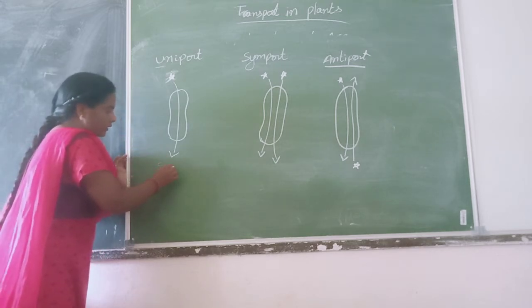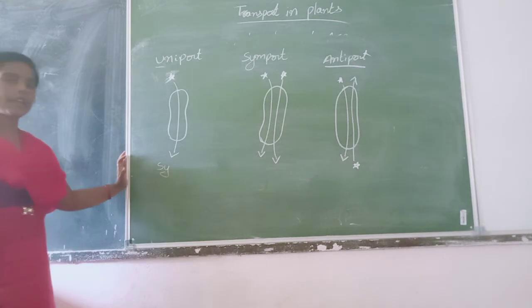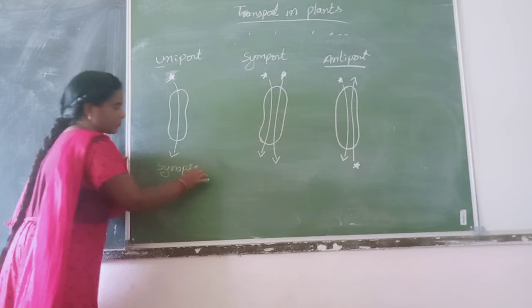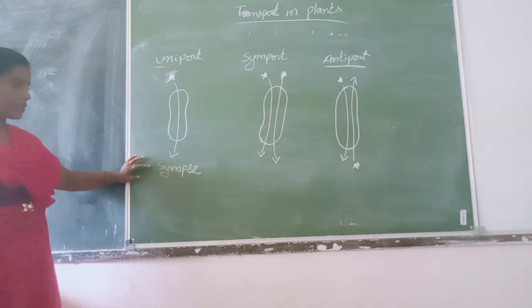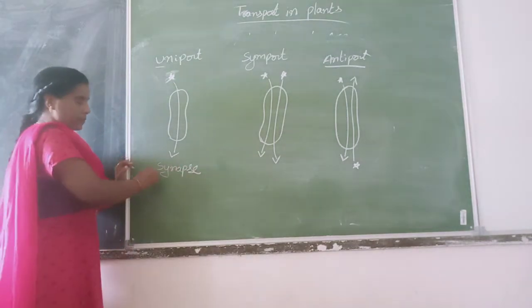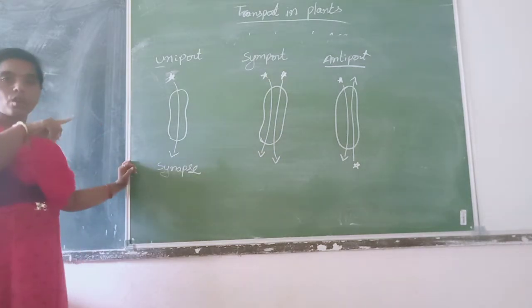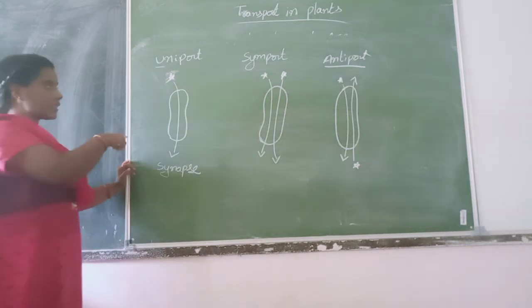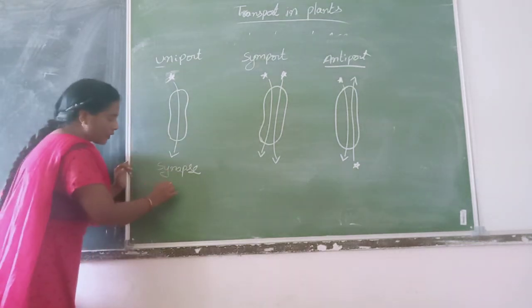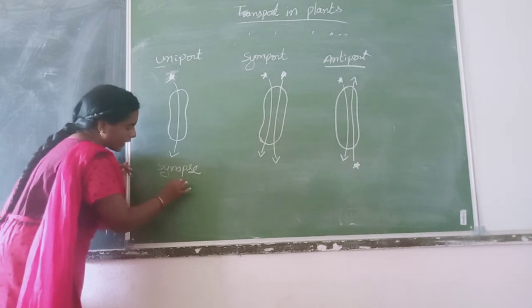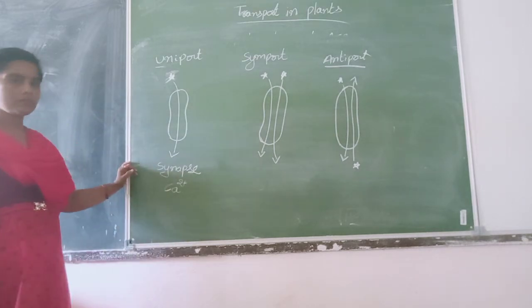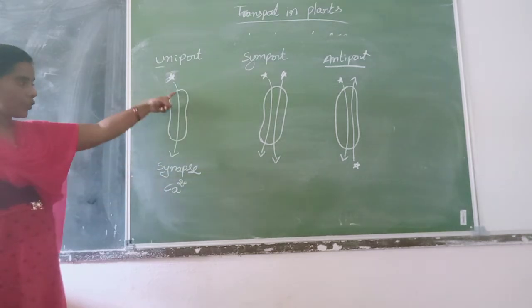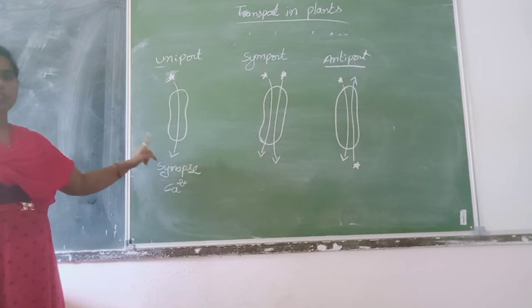Uniport transport takes place at the synapse. Nerve cell messages move in one direction, not in the opposite direction. In that case, transport will take place, the movement of calcium ions. The calcium ions released at the synapse move by uniport transport.